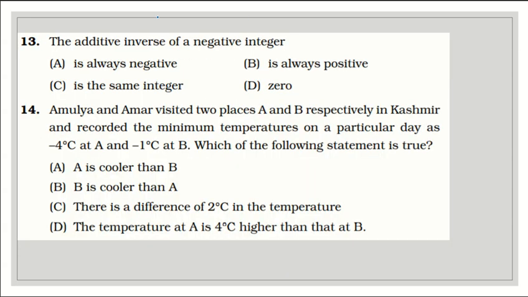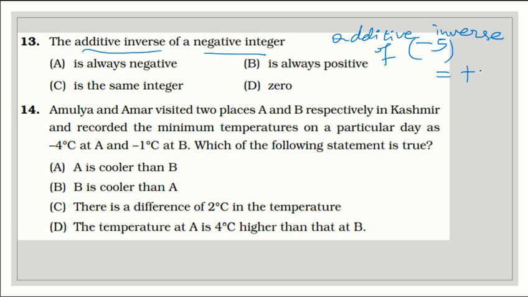Then coming to question number 13, the additive inverse of a negative integer is always, see, I have got a negative integer and the additive inverse of that negative integer is plus 5. So the additive inverse of a negative integer is always positive. So the right option is B.